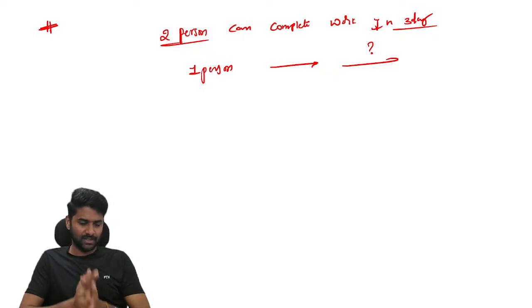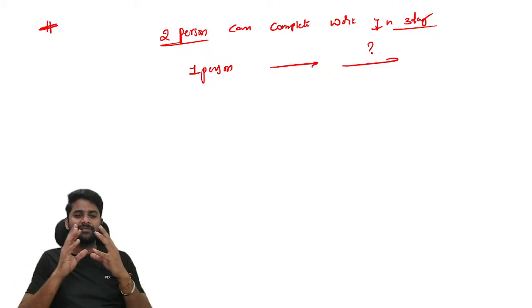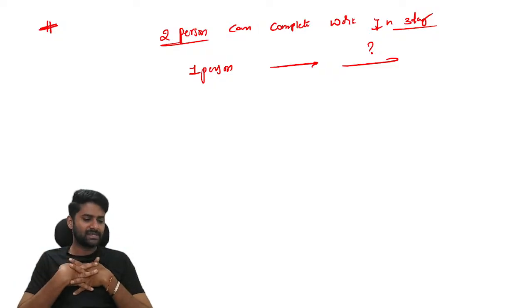So there is a work. If you are assigning two persons, it takes 3 days. Now we are assigning only one person. How many days does it take?